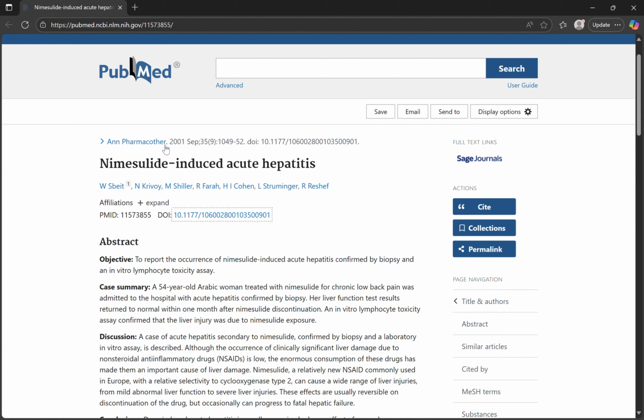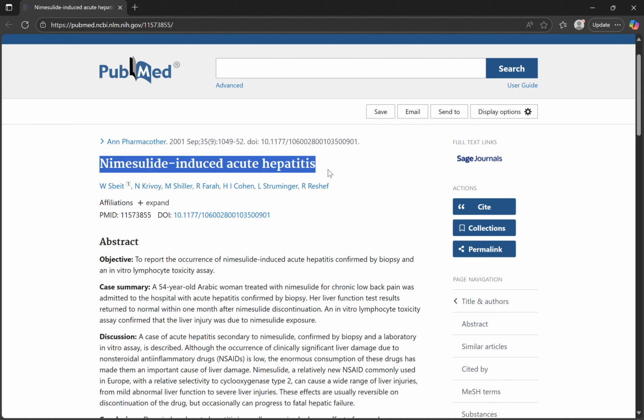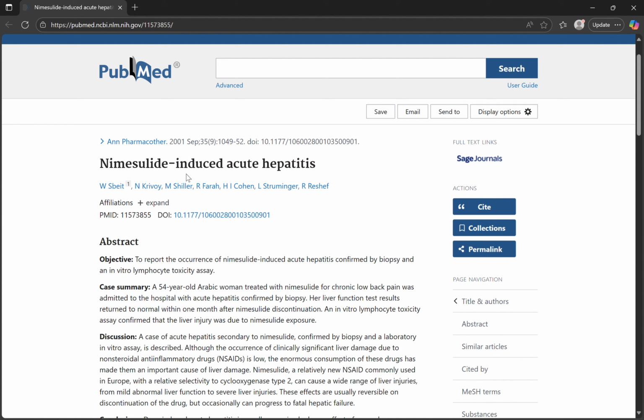As you can see, this is the Vancouver style in which it is presented. We have the title here, nimesulide-induced acute hepatitis, which gives us a point of view that this is regarding the drug nimesulide, which is a non-steroidal anti-inflammatory drug, and induced acute hepatitis gives us the adverse event that has been induced after taking the drug.